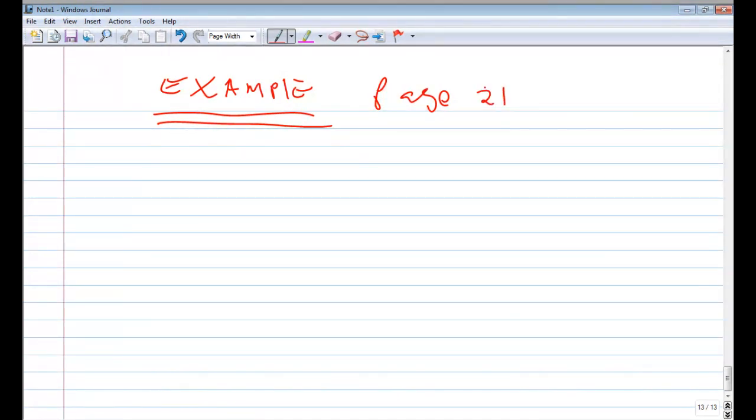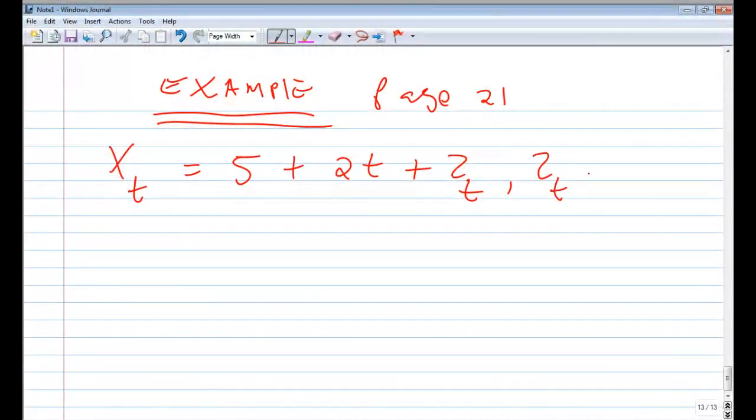Example, it's on page 21 of the lecture notes, but it's written as exercise 2.3.1. You have been given the time series process xt, which is equal to 5 plus 2t plus zt. This is the time series process given, where zt is defined as a white noise with mean 0 and variance sigma squared z.